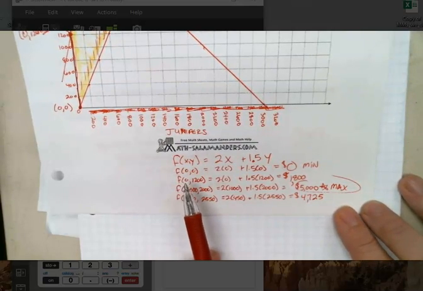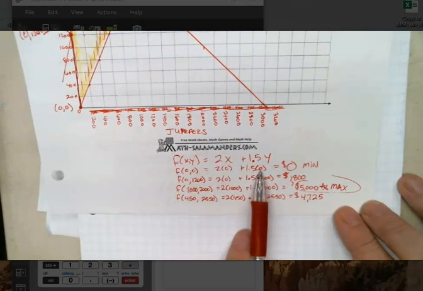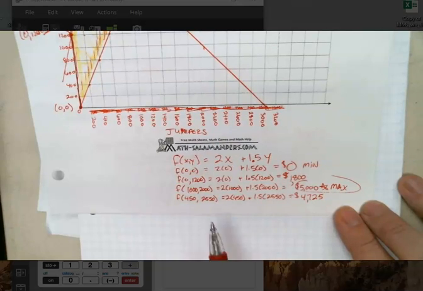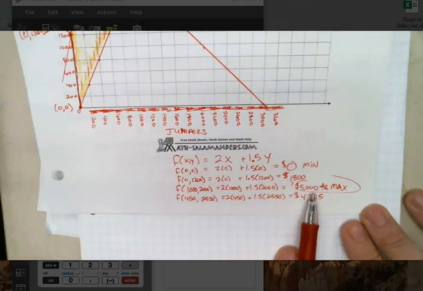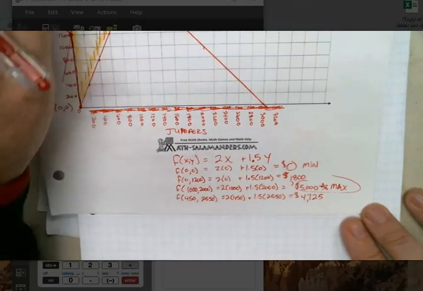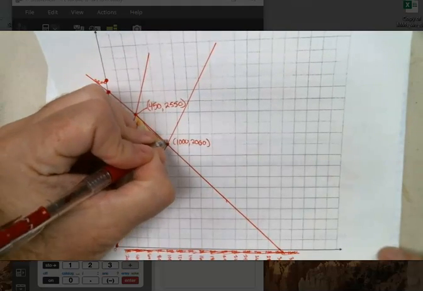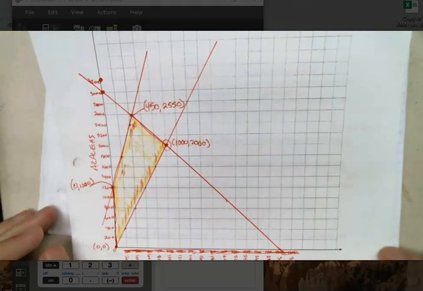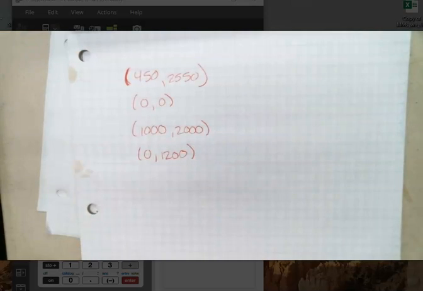You can take guesses what you think might be the best, but you won't really know unless you plug them in. So you go 2 times 0 plus 1.5 times 0 is 0. That's our minimum. The second one gives us $1,800 of profit. The third one gives us 5,000, and then you check the last one, it's 47.25. So this one right here at 1,000, 2,000 gives us a maximum value. So there's our maximum right there. That is the thing that we'd be shooting for in terms of the 2 types of plants that we would want to sell. So that's how they work.